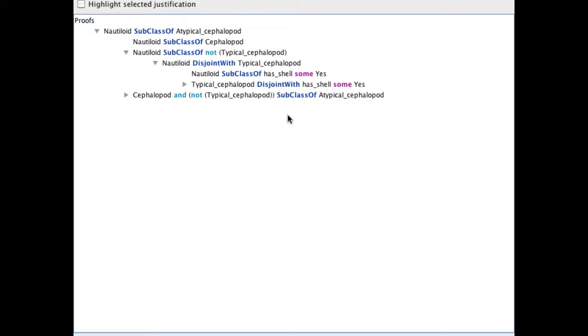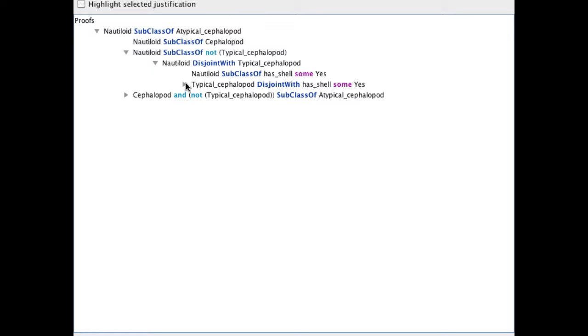Why is Nautiloid disjoint with typical cephalopod? This is entailed as well. Well, we've asserted in the ontology that Nautiloid is a subclass of has shell some yes. But we also derive that typical cephalopod is disjoint with things that have shell some yes. So typical cephalopod must be disjoint with Nautiloid, as we see.